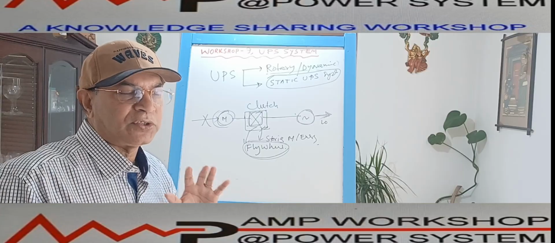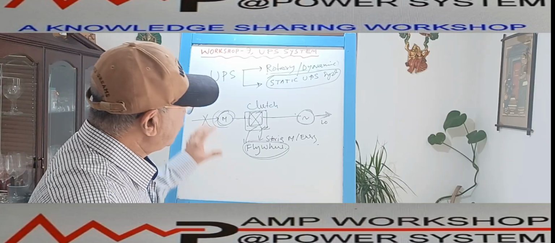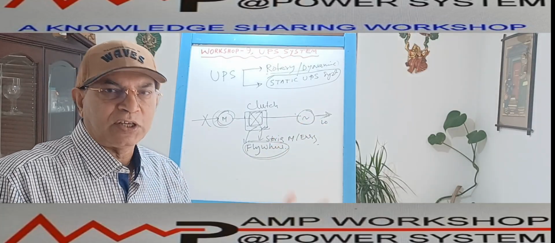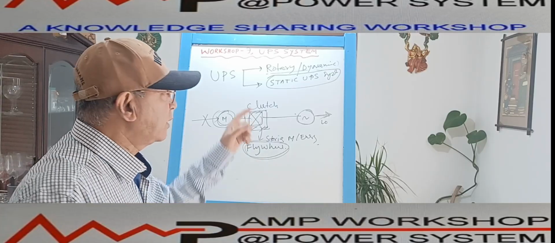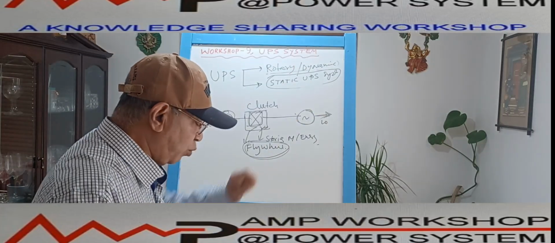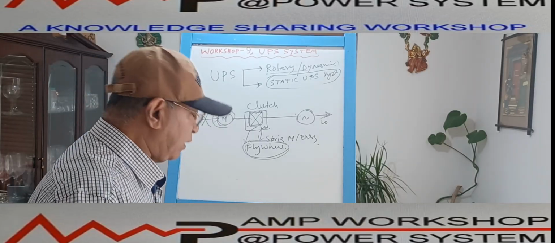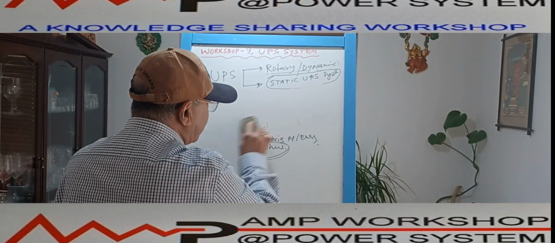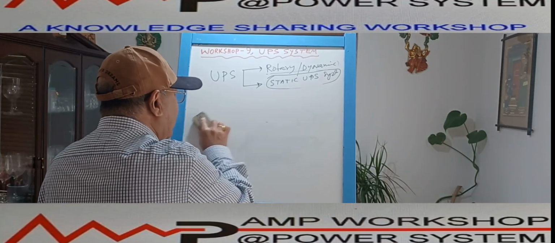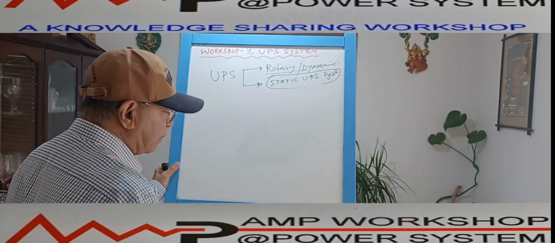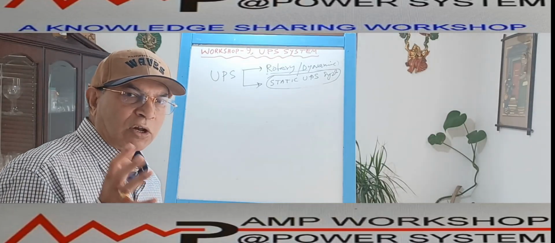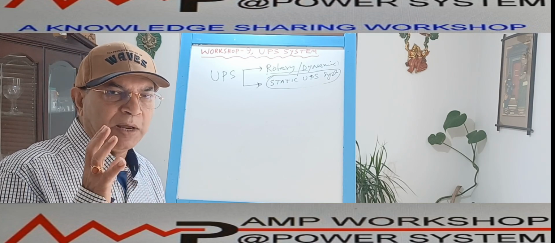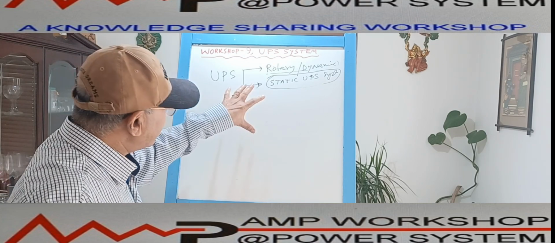Most of the UPS systems in industry are designed based on solid state components like diodes and transistors. That system we call a static UPS system, which we will be discussing today. If you look into the solid state uninterrupted power supply system, it has a couple of modules, mainly four. It is the same logic.